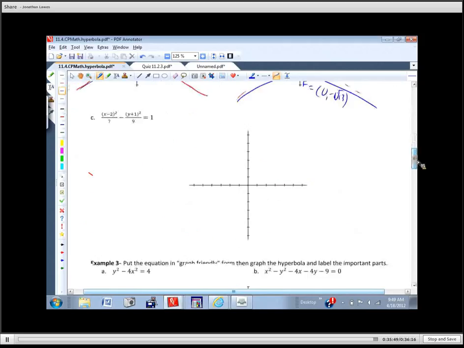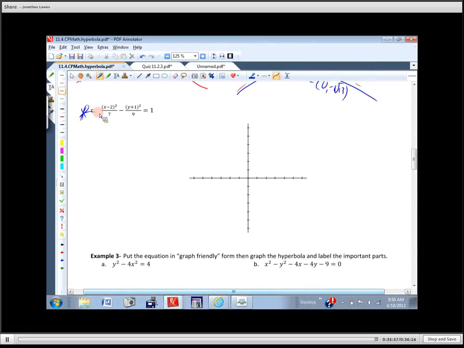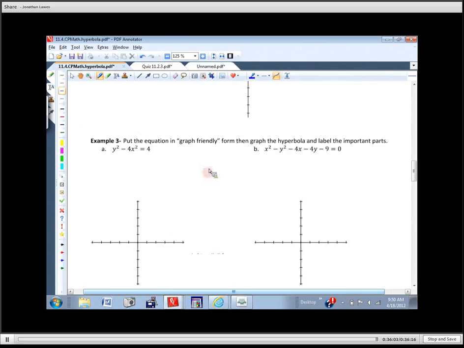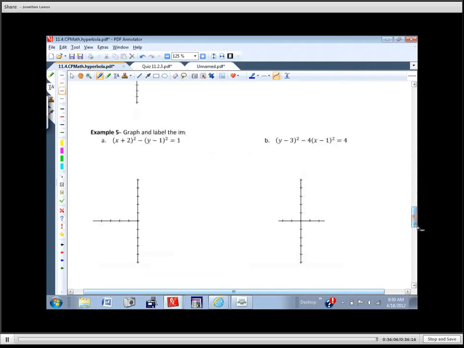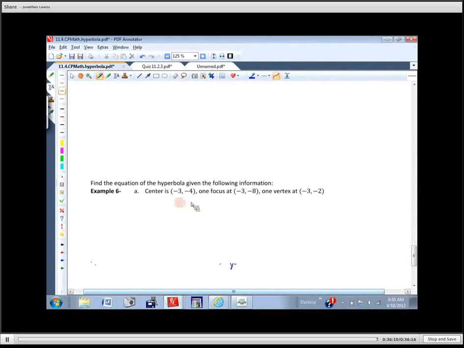Okay, we're going to pick up on this tomorrow. Here's what I would like you to do. I would like you to graph C before you come to class. Have it completely labeled. If you know how to do that when you walk into class tomorrow, it's going to be a lot easier to put them in graph-friendly form and graph them. And they're going to describe information about these. They're going to say things like, hey, I've got a center here, a vertex here, and a focus here. What's my equation? Okay, have a great day.